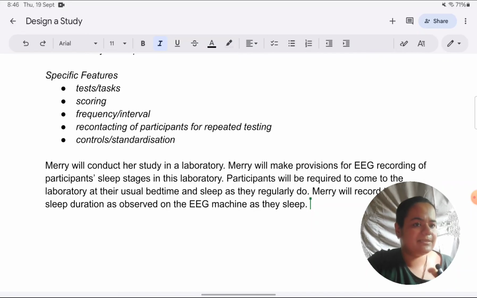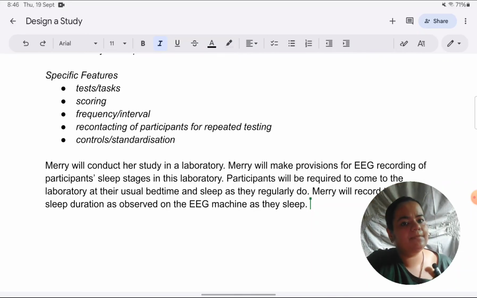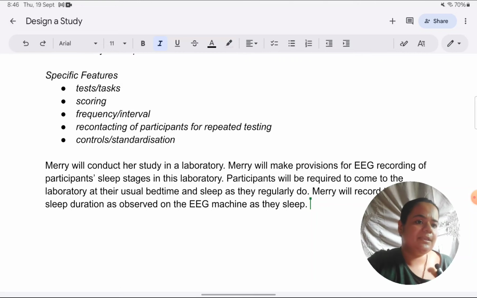Okay, so this is the task they have to do, and as they are doing it, Mary will be recording their sleep duration, how much time they are spending in REM sleep in particular. Also, we need to specify how scoring will be done. That's the next specific feature.